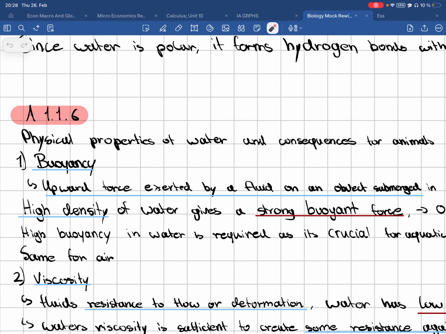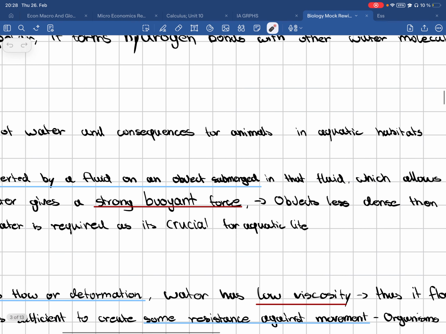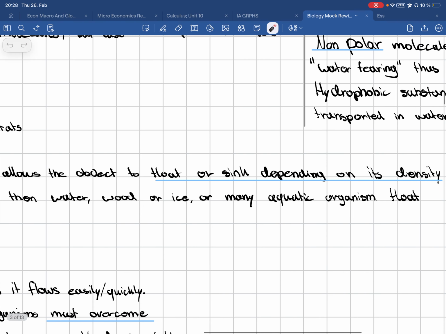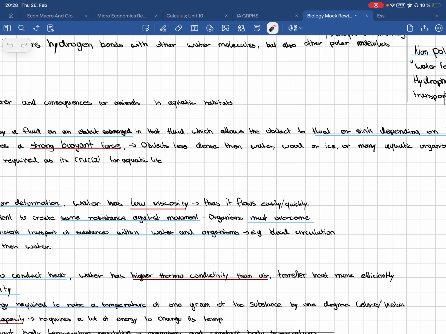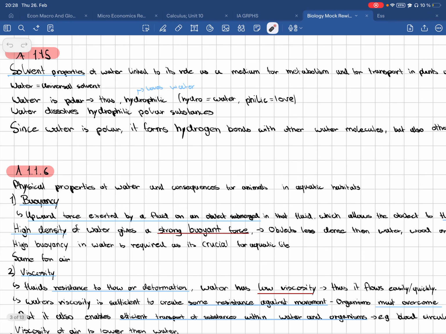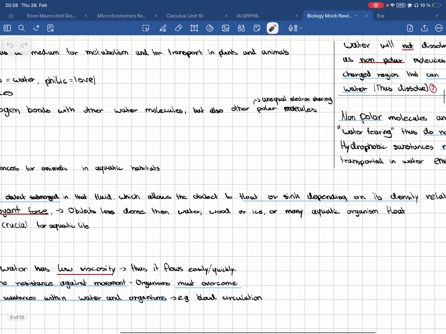The first one is buoyancy. Buoyancy is the upward force exerted by a fluid on an object submerged in that fluid, which allows the object to float or sink depending on its density relative to the fluid. So, water has a density, right? And this high density of water, water has a relatively high density, gives it a strong buoyant force, which means that objects that are less dense than water, let's say a piece of wood, ice, a leaf, all of these will float on top of water.